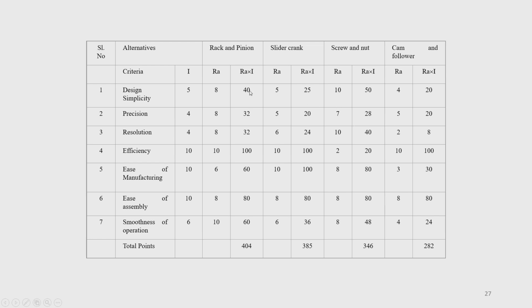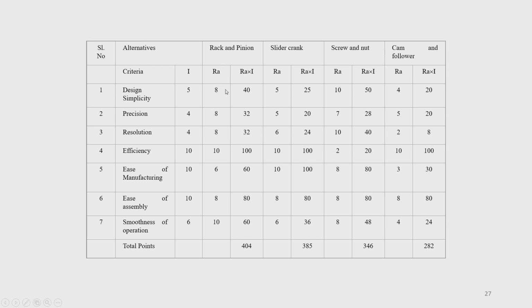Then I have put ratings for all the criteria. Smoothness of operation: rack and pinion got 10, but slider crank motion will not be that smooth, so I have given it 6, and the screw and nut will be 8. Cam and follower will be 4 because it will not be that smooth. Thinking that, I have given 4.